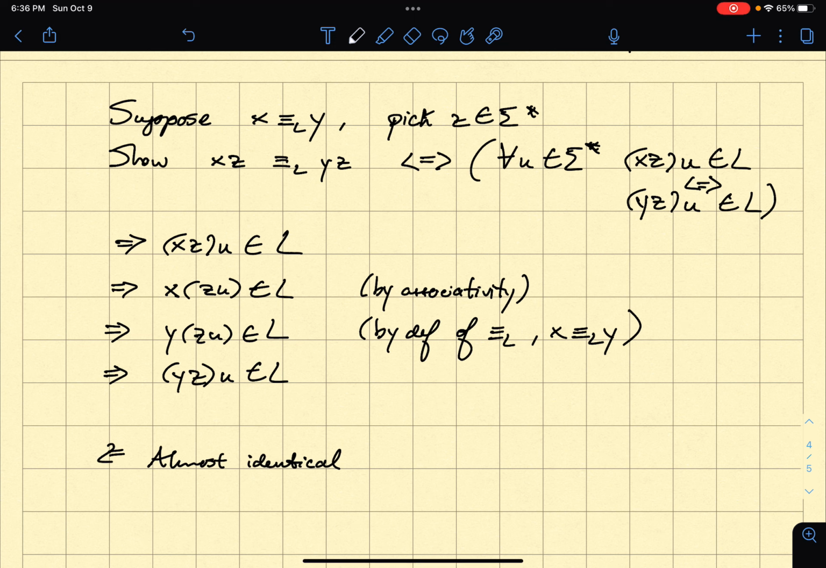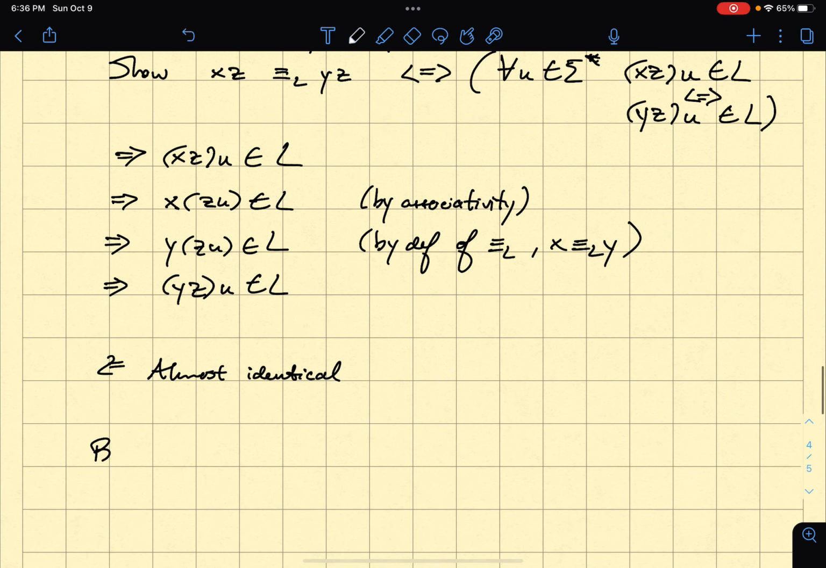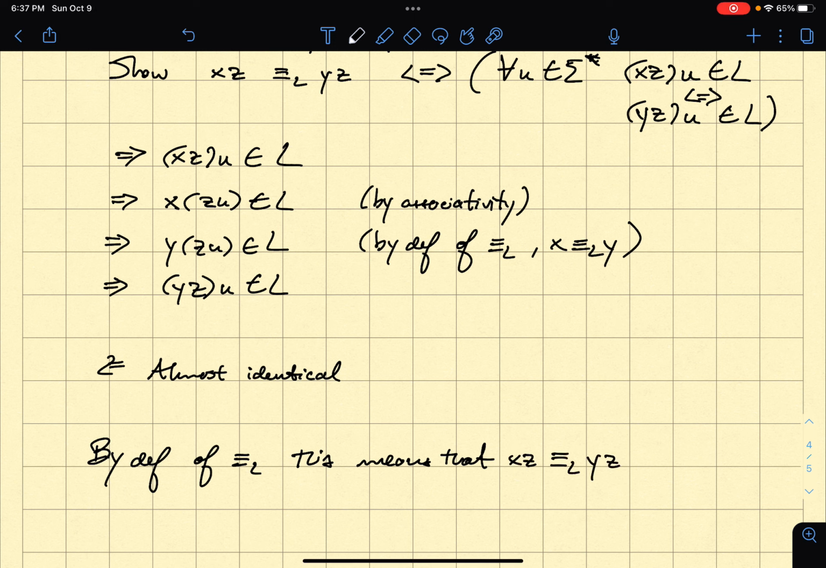Okay, so what have I just shown? I've just shown that if I have some arbitrary u, because u here can be any arbitrary string, then xzu is in L if and only if yzu is in L. And so by definition of this equivalence relation, this means that xz and yz are related via this equivalence relation.